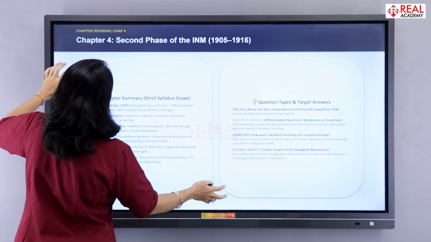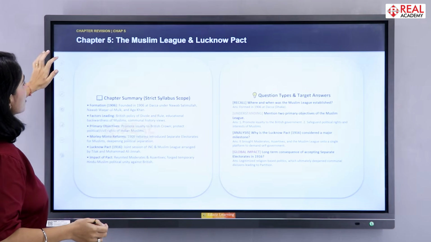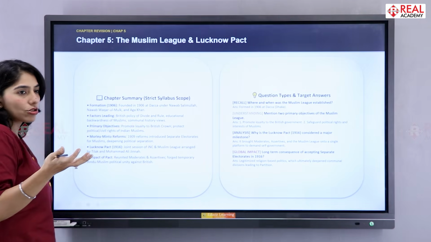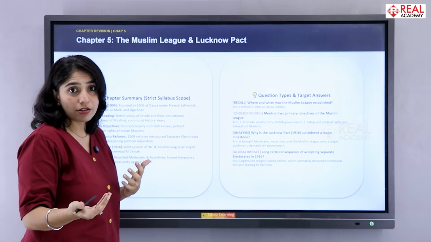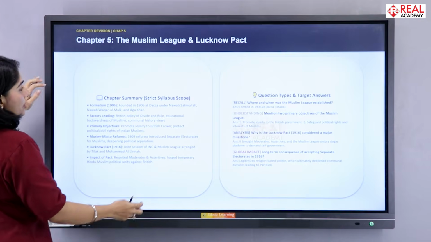Chapter number 5 is what we are heading to, and now another 2 chapters to go, and then we talk a little about civics, because civics does not have more chapters to be spoken about. So we talk about the Muslim League.